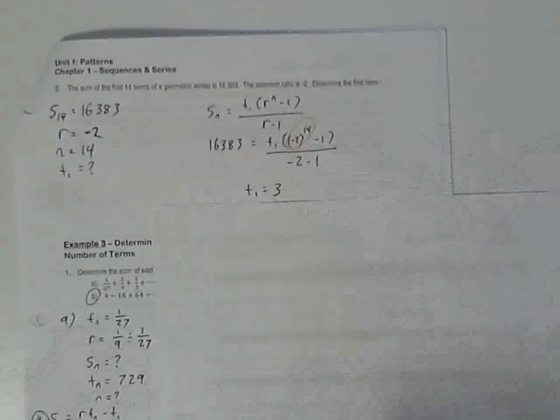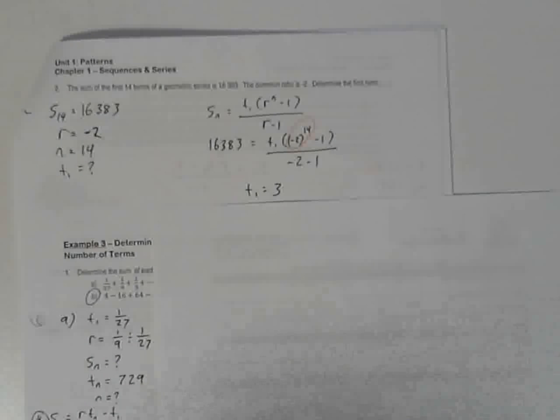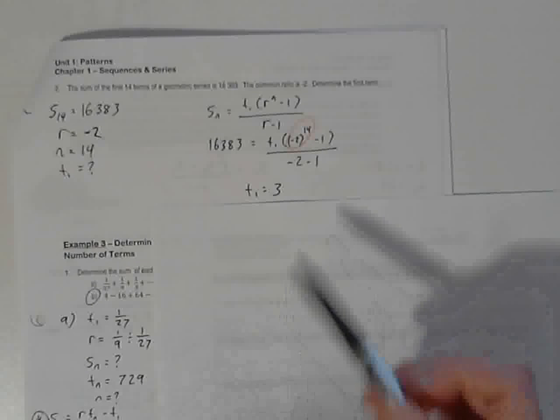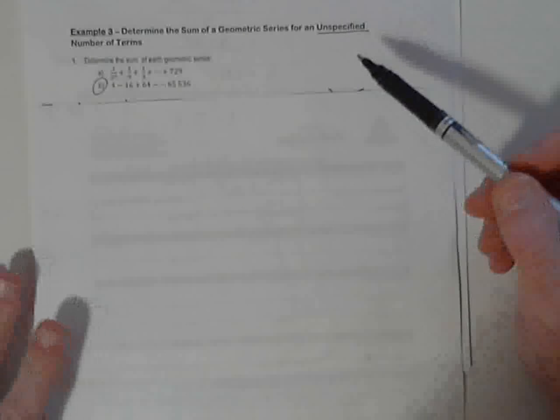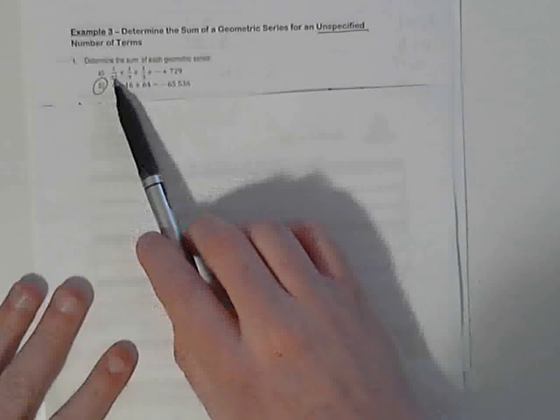Okay, new type of question. Determine the sum of a geometric series for an unspecified number of terms. So now we do not know how long these series are, but we want to be able to solve them anyway. So in A, we start out with 1/27, 1/9, 1/3, and we go all the way up to 729, but we don't know how long that is. We could, of course, solve for how long that is. And that was actually the first thing I did here. Let me actually show that.